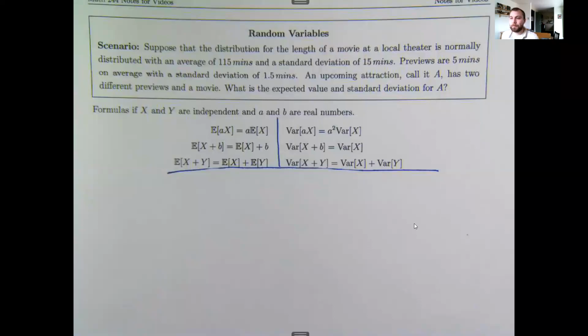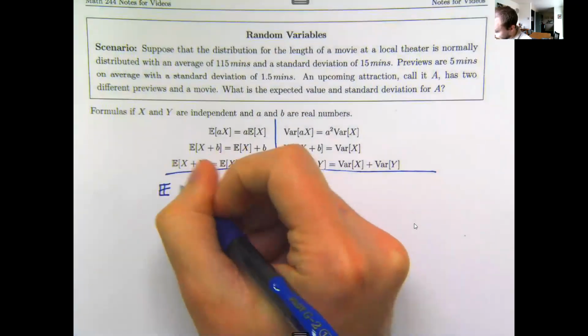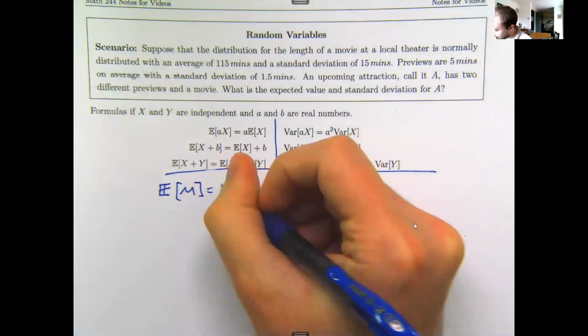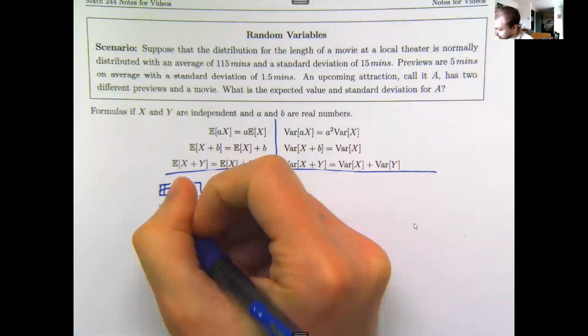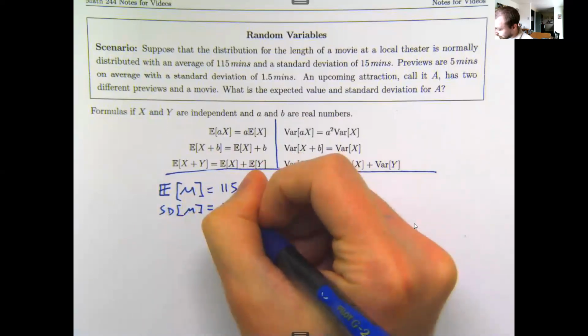Let's look at an example of using expected value and variance rules to combine several random variables. In this scenario, suppose that the distribution for the length of a movie at a local theater is normally distributed with an average of 115 minutes and a standard deviation of 15 minutes. So let's call this M for movie. So I'm told that the average or the expected length of the movie is 115 minutes, and the standard deviation for the movie is 15 minutes.